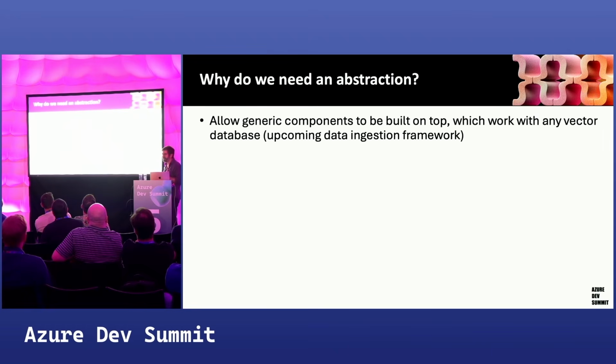So the first one is that abstractions allow us to build generic components on top, which can work against any vector database. And this is the point to mention. We're right now actively working on something on top called a data ingestion framework. I don't know if there's a name for it.